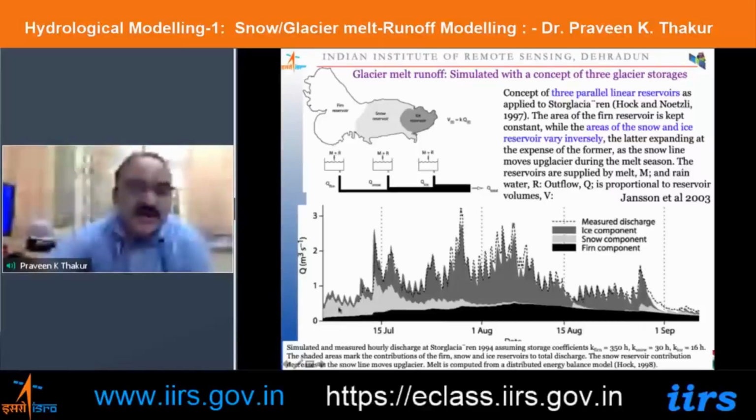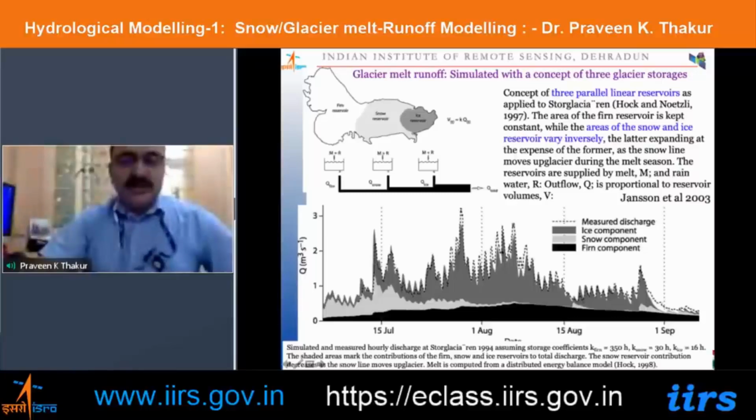So you can see here at the melting season, initially the snow component is higher, and once the snow has melted away, the ice component starts to increase. So the melt from the ice is increasing, and this is the firn component. Firn is from the previous year, so that is also increasing to a maximum during the ablation time period, and then starts to decrease, and this is the measured discharge. This kind of model I will show at the end of the slides. They are now available as open source modules. This is from the observation data which they collected in the Svalbard region.